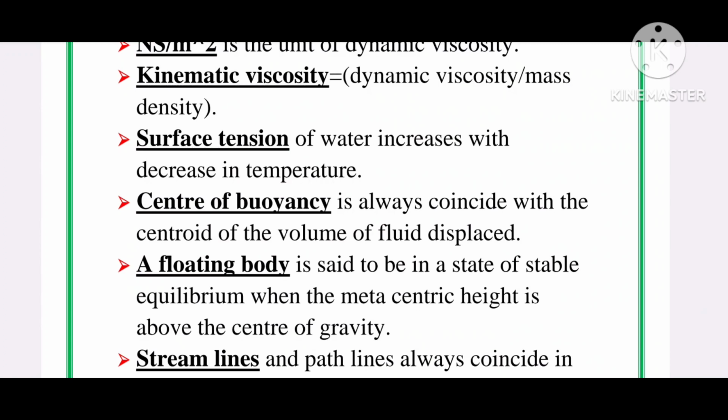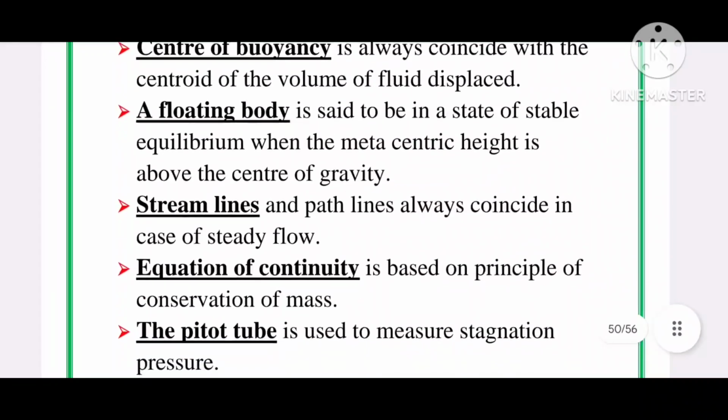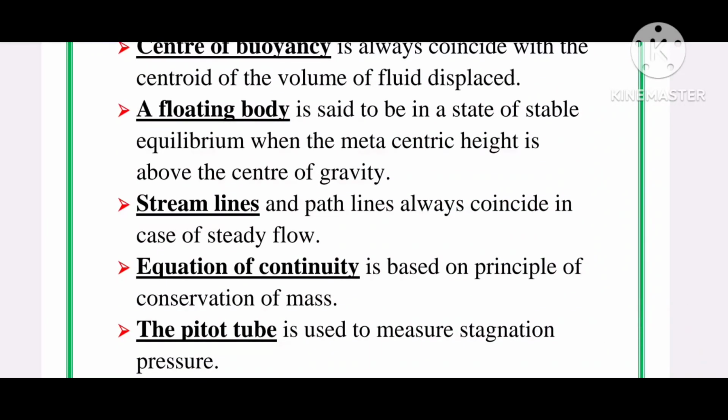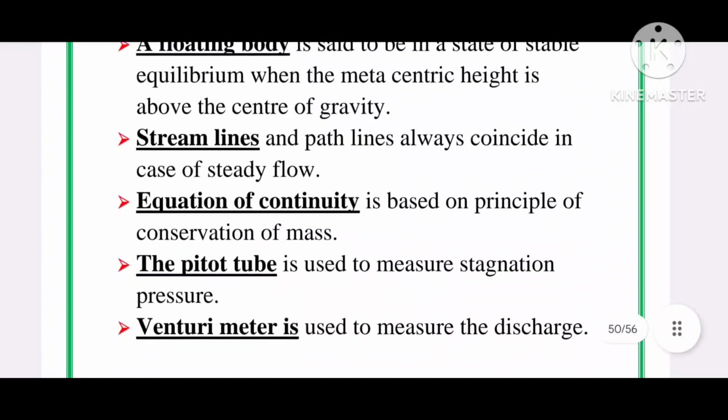Next point. A floating body is said to be in a state of stable equilibrium when the metacentric height is above the center of gravity. Next point. Streamlines and path lines always coincide in case of steady flow.